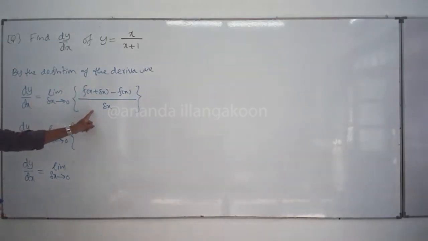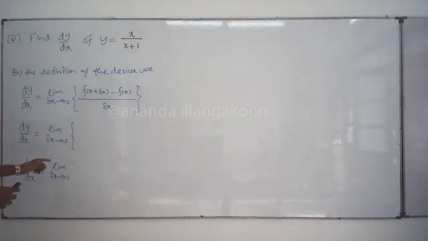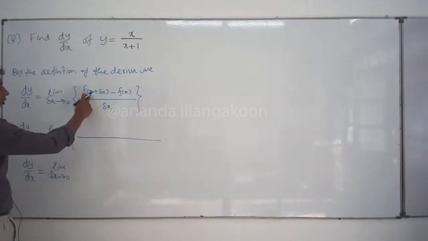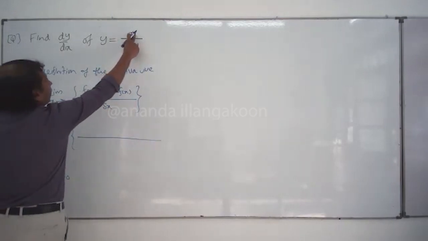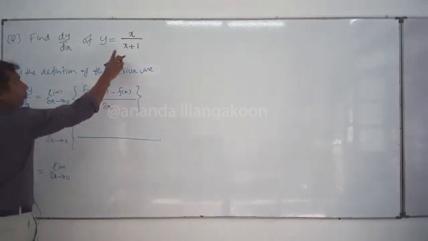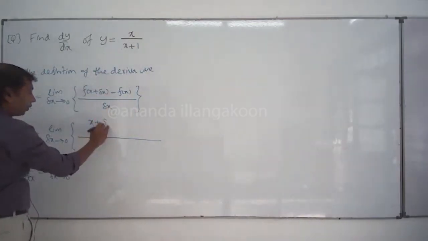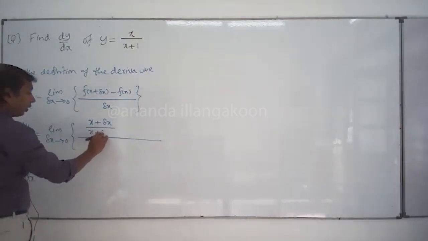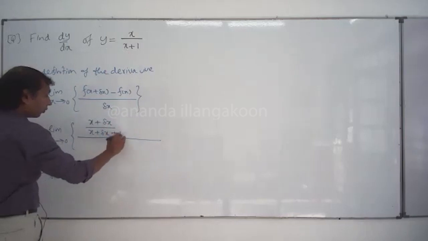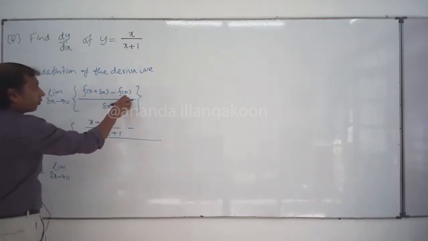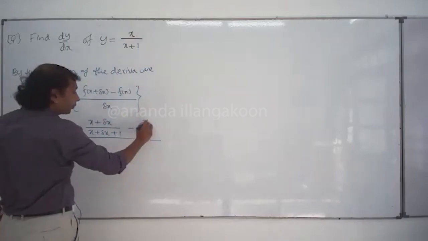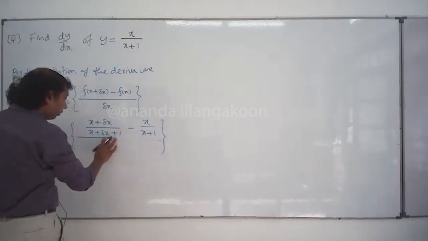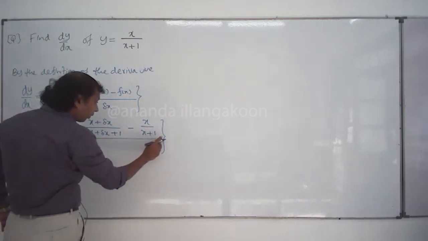This is how we define the derivative of a function f(x). Right, now we substitute. Right, what, people? f(x plus delta x) means on the right hand side every x we have replaced by x plus delta x. Then what do you get? This one: x plus delta x divided by x plus delta x plus 1, minus f(x), the same thing, x upon x plus 1, divided by this delta x.